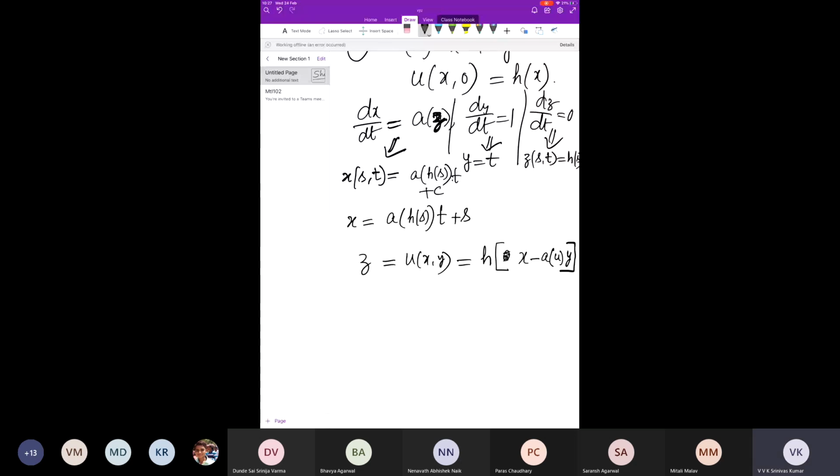Okay. This is the final solution. Final solution is this one. So now we have to show that the solution becomes singular for some positive y, unless this is a non-decreasing function. What we are asked here to show is that this is non-decreasing. How is this proved?